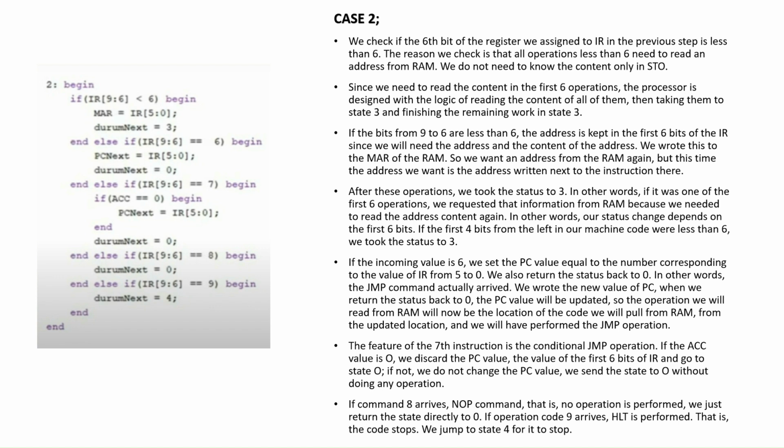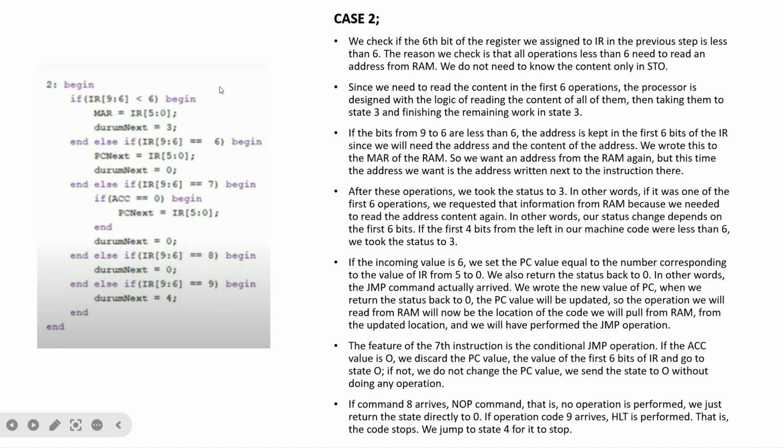We wrote this to the MAR of the RAM, so we want an address from the RAM again, but this time the address we want is the address written next to the instruction. After these operations, we took the status to 3. In other words, if it was one of the first 6 operations, we requested that information from RAM because we needed to read the address contents again. In other words, our status change depends on the opcode bits.